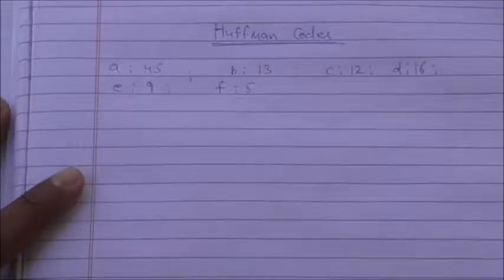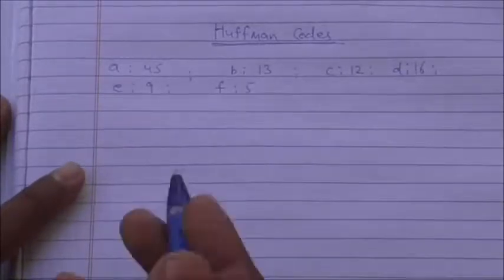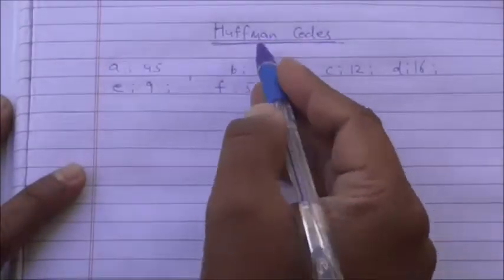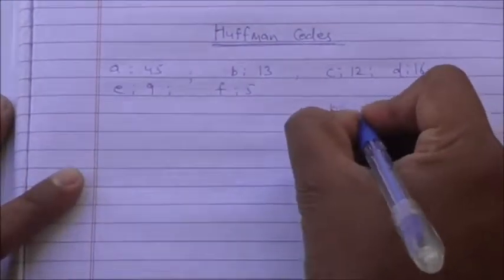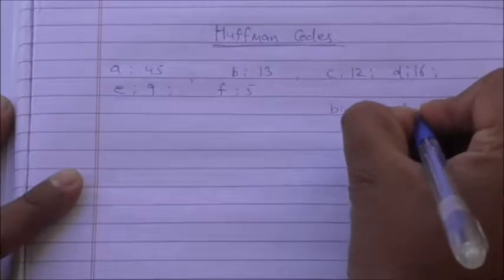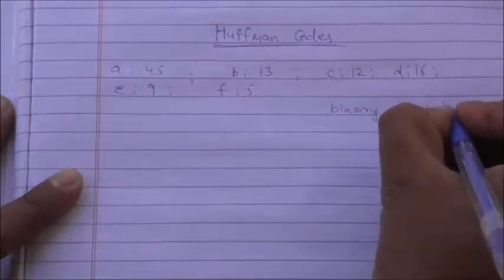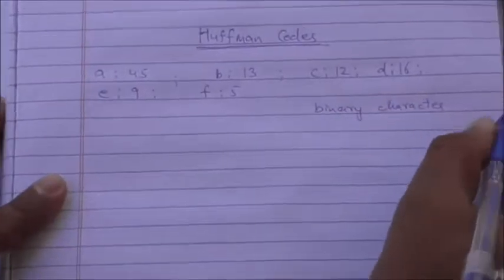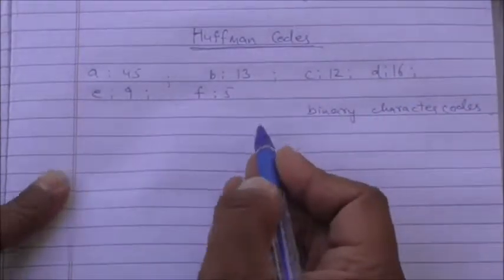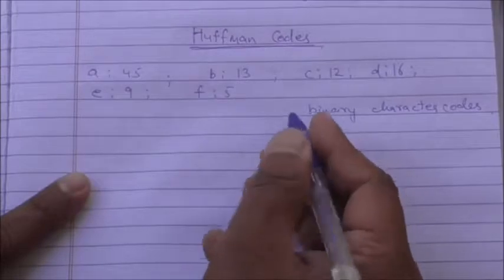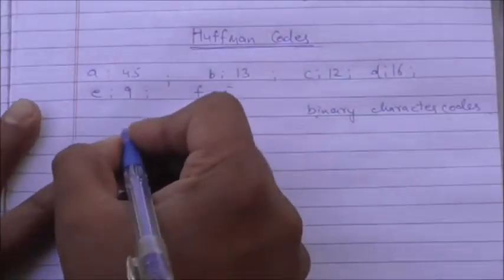Friends, welcome back. In this tutorial we will study about Huffman codes. Huffman code is a technique for designing binary character code. It means we have to represent the characters by binary strings.